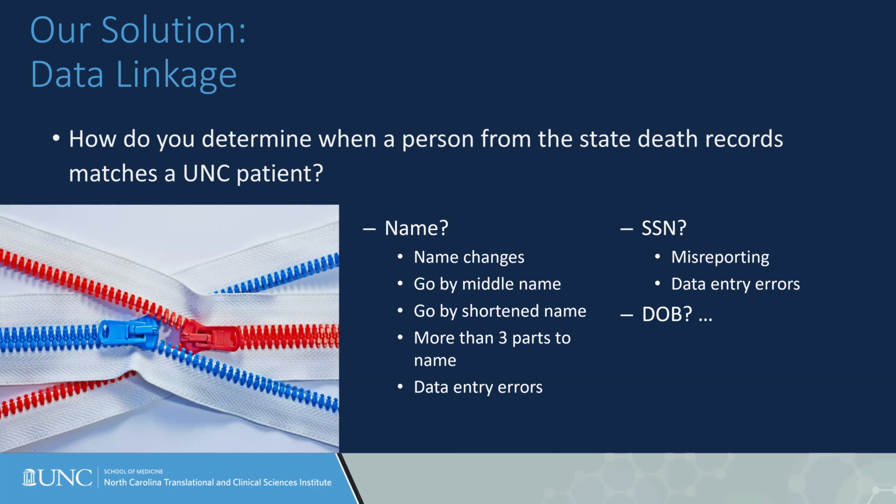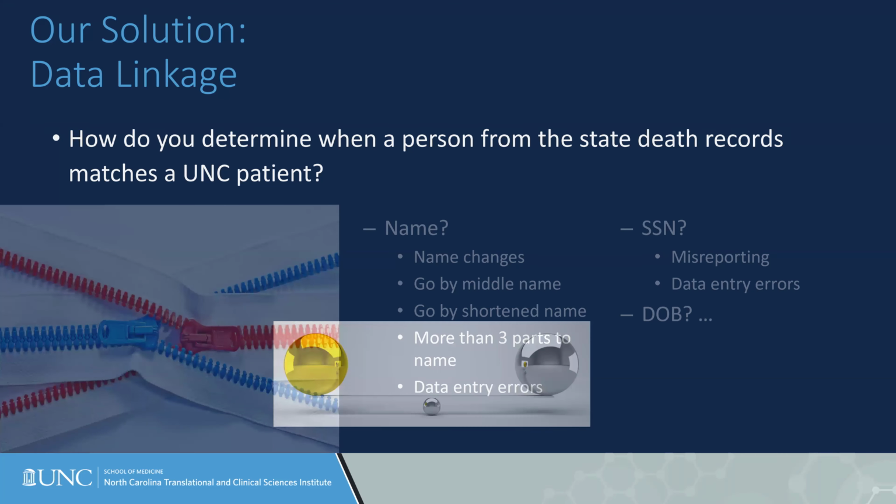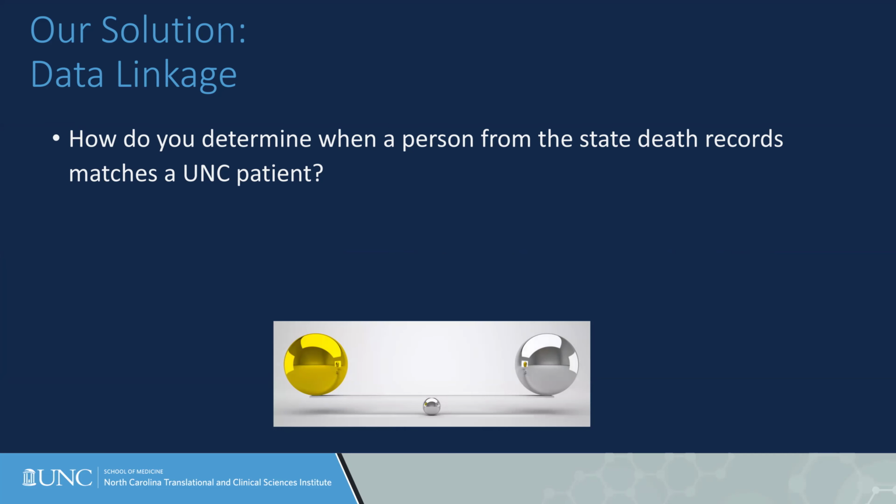So it's not perfect. We could look at a similar breakdown for date of birth and other identifiers, but the takeaway here is that there's no single identifier we have that can always be used to perfectly align records from two different data sources. So this leaves us with a balancing challenge.